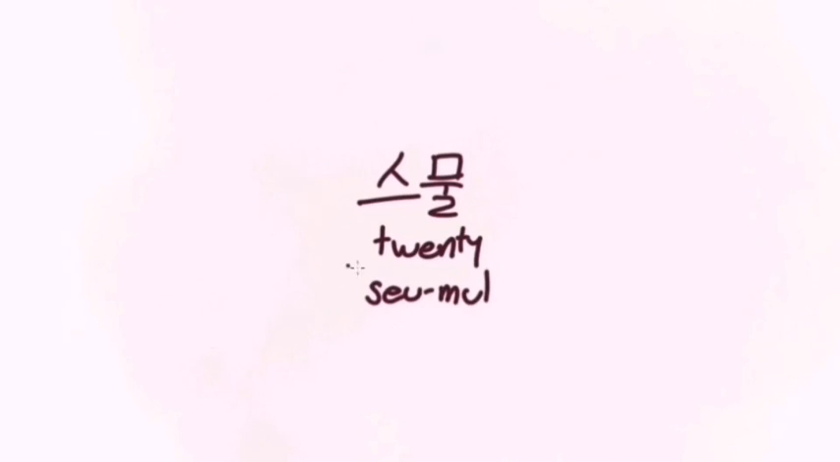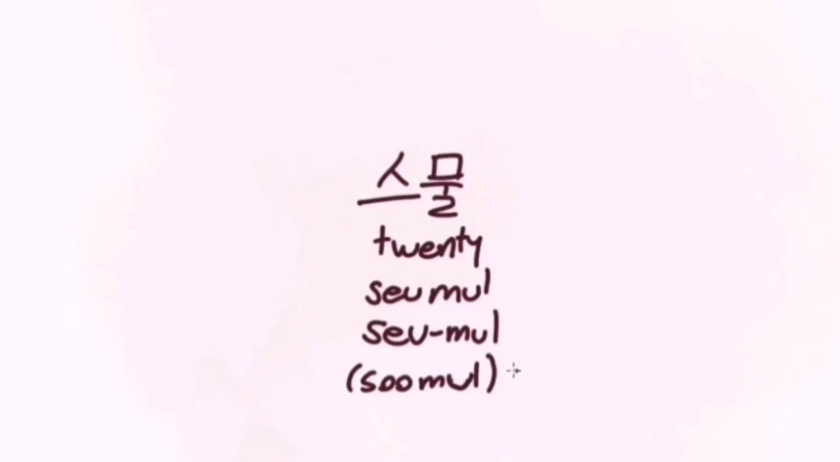The last number is the number 20. And yes, iba na ako how the way you write it. Yeah, because it's the number 20. But anyways, 20 in Korean is pronounced as sumul. Again, sumul. Someone is confused. I think that's how you pronounce it. Sumul.